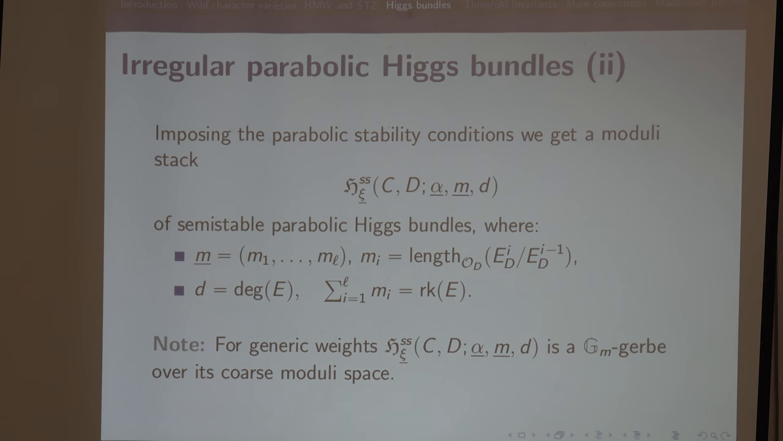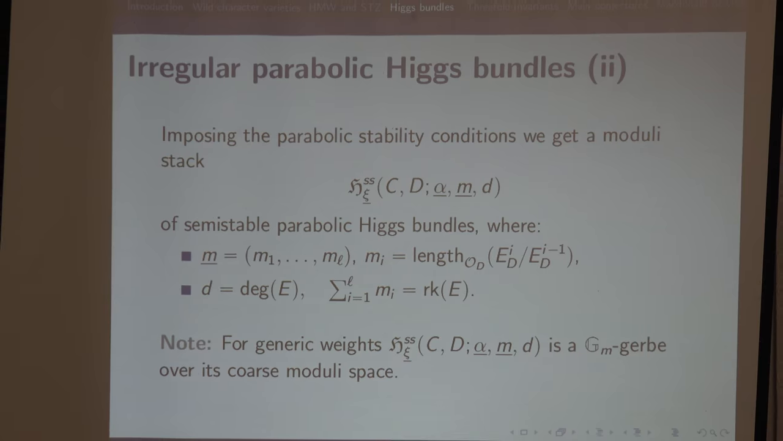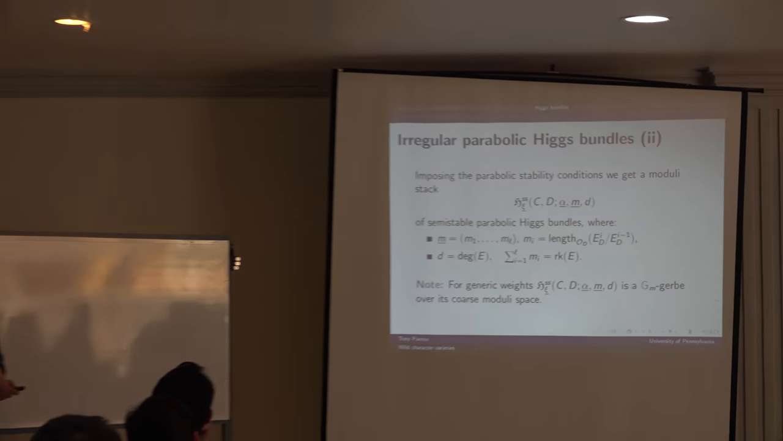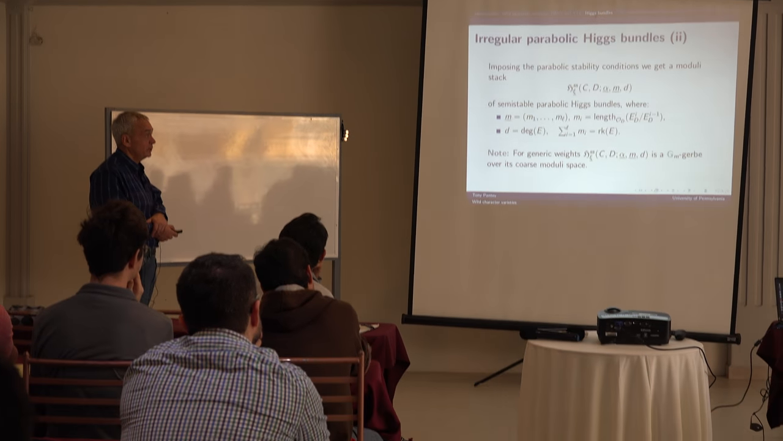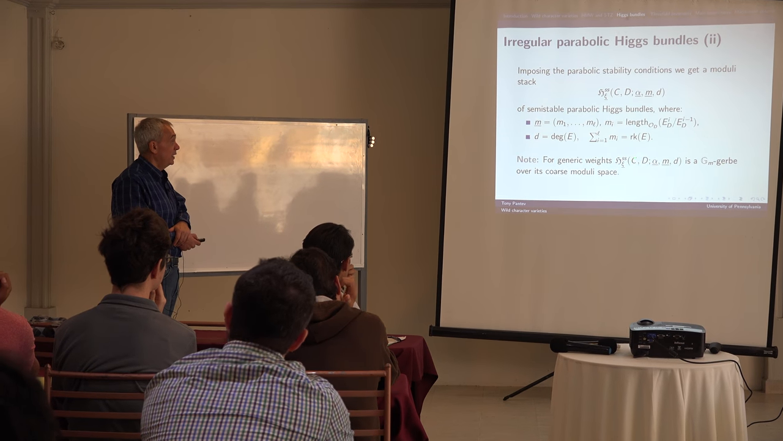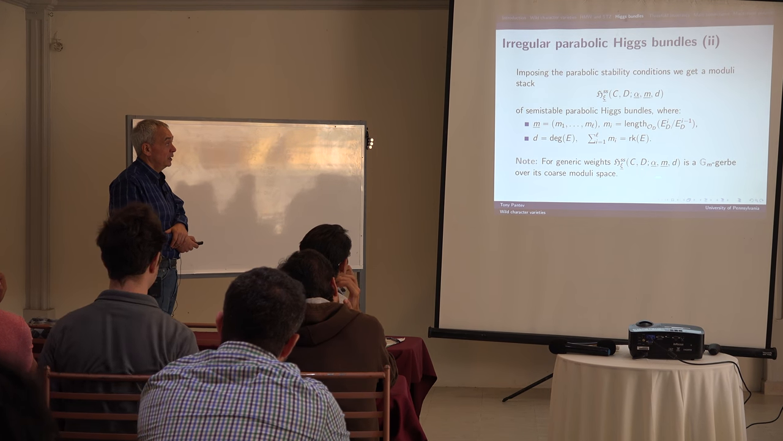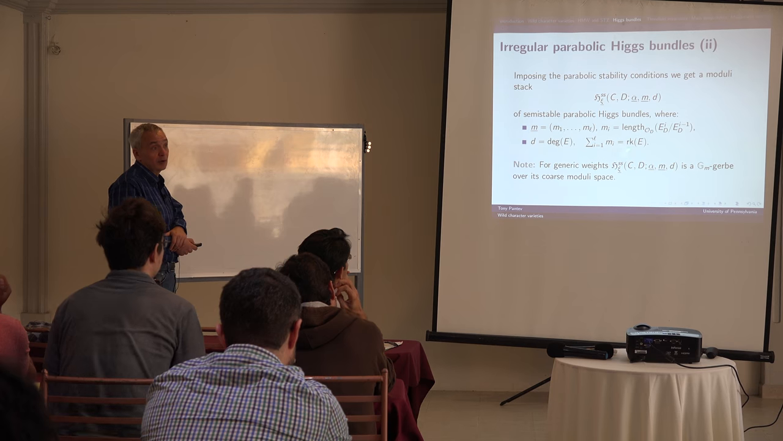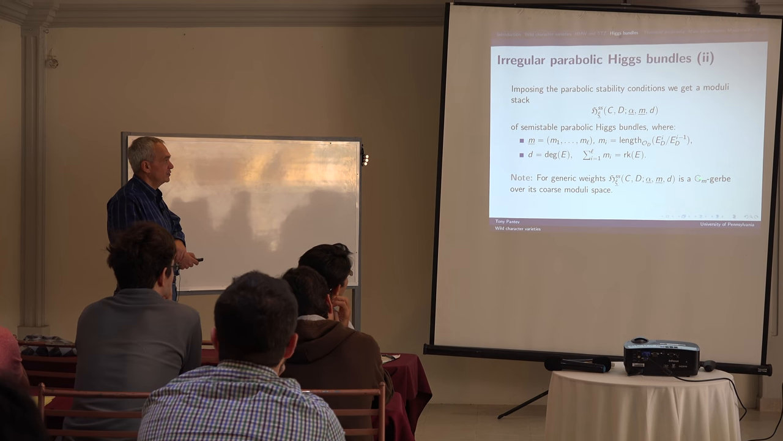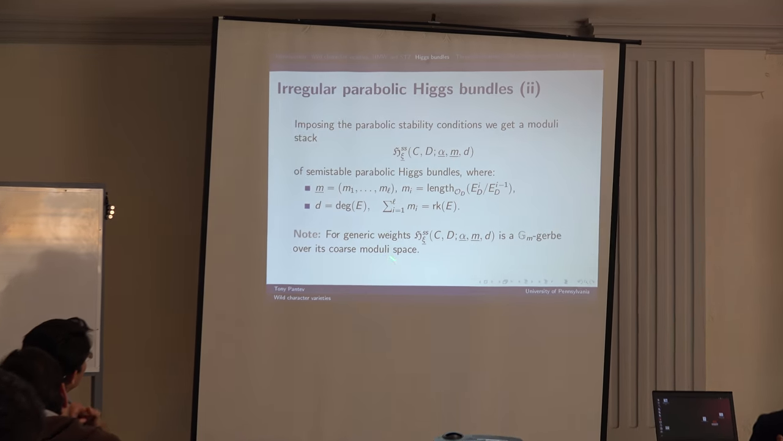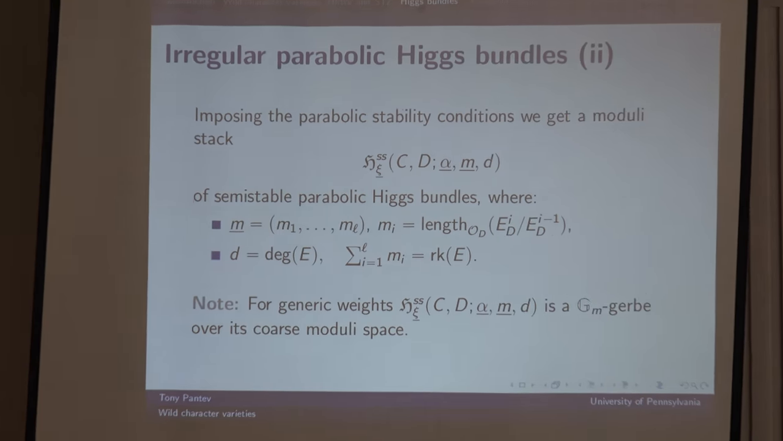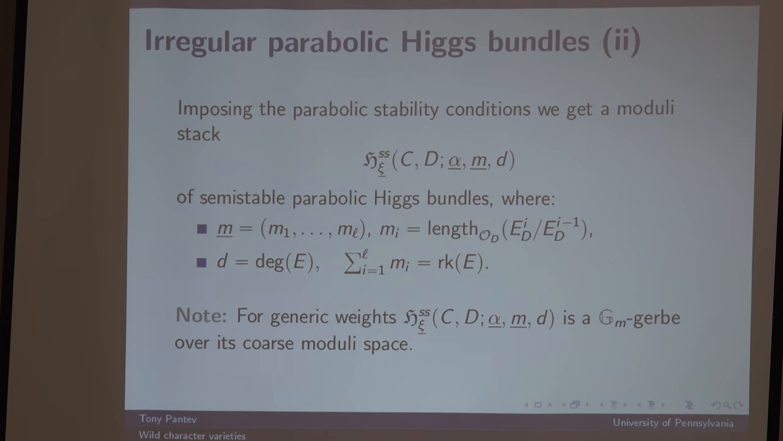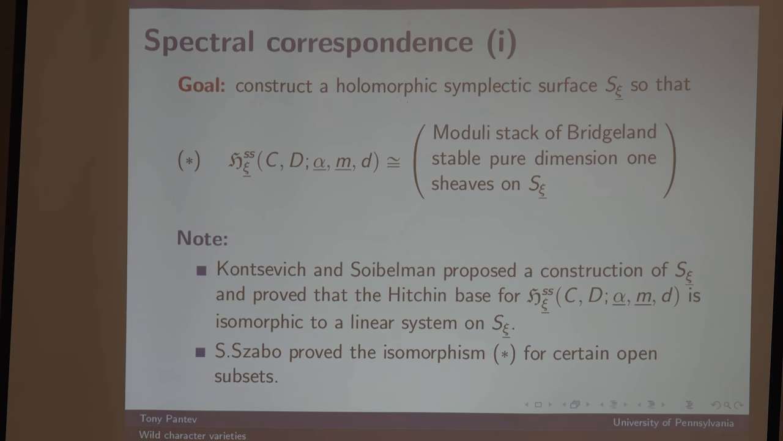And so it turns out that if you choose the weights generically, everything semi-stable is stable, and the moduli space is just a gerbe. There is only one automorphism for each parabolic bundle, which is a scaling, and it's a gerbe over a coarse moduli space. So it's fairly easy to understand the topology in this generic weights case. But in general, you know, it's going to be more complicated.